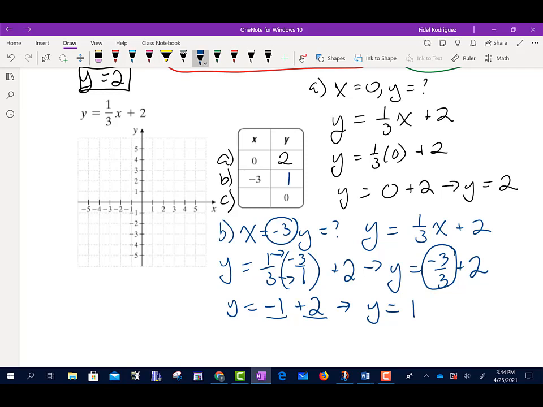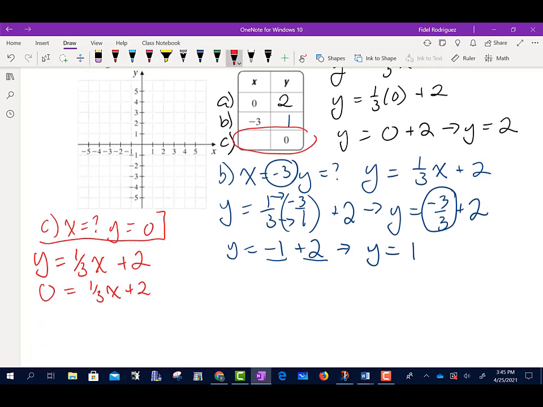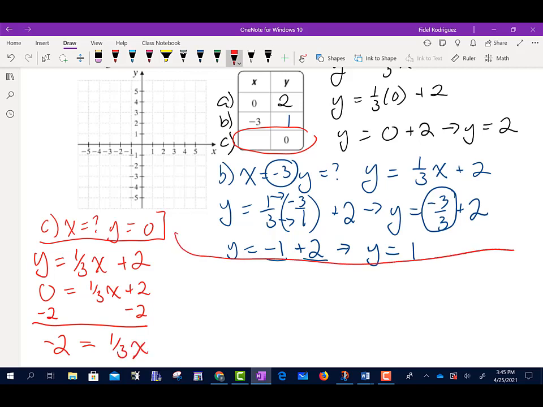Okay, and then we have one last part. So let's do it right here. So in part C, we don't know what x is. We don't know what x is, but we do know that the value of y is 0. Okay, so when I look at my equation, which is y equals 1/3 x plus 2, I'm going to put a 0 right here, equals a 1/3 x plus 2. Okay, I'm just going to kind of scooch this up. So remember, first step is let me subtract 2 on both sides. So this is going to give me a -2 equals a 1/3 x. I'm going to write that over here again. -2 equals a 1/3 x.